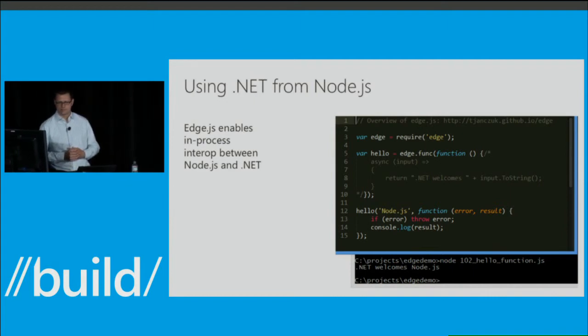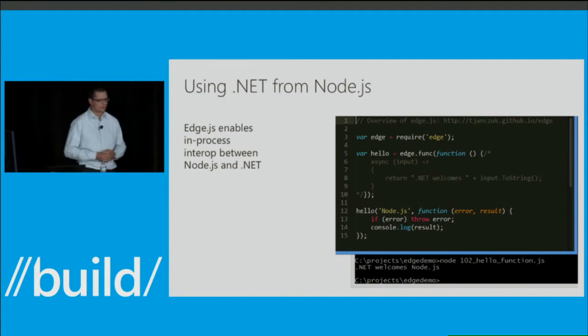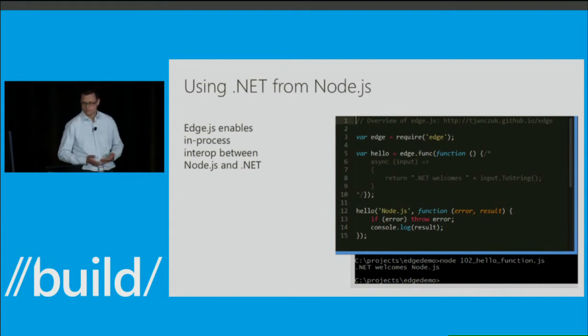So enter Edge.js. Edge.js is a module for Node.js which allows you to run .NET code inside of the Node.js process itself. It provides an interop mechanism between Node.js and CLR code. It reconciles threading models, and it marshals data between the V8 execution engine, which is the engine that runs JavaScript code in Node.js, and CLR on the other hand.